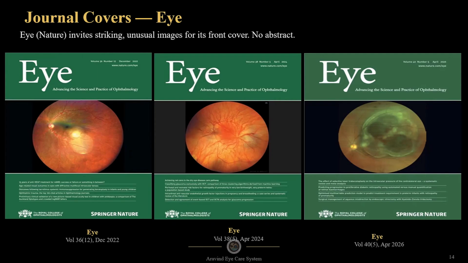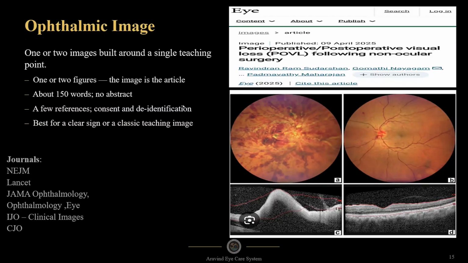So the thing is that usually the vortex veins are seen near the equator. They are never seen right next to the macular area. So here it was very striking that the vortex veins were just next to the fovea. So I just sent it as a cover image, got accepted. So the third image is that of, anyone? It's a choroidal melanoma. So cover images don't need to have a teaching point, but if it's very interesting, very rare, you can always send it.